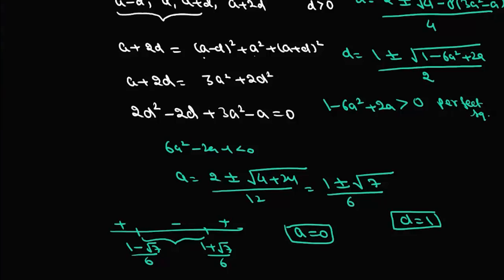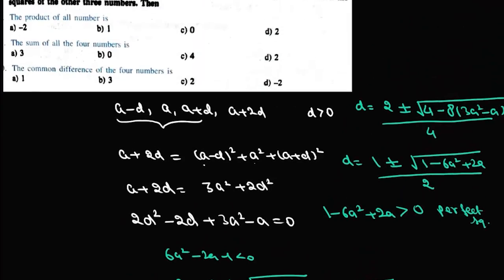Once we have the values of a and d, we can write all the four numbers. So the four numbers are -1, 0, 1 and 2, and the product of all numbers is simply 0. Now what is the sum of all these numbers? The sum of these four numbers is simply 2. And what is the common difference of the four numbers? We know that the value of d here is 1, and that's your option A. So the correct options are C, D and A.